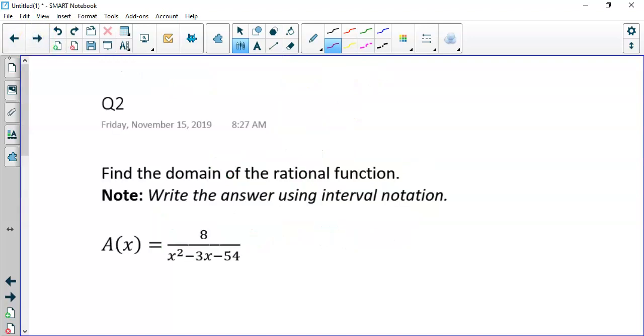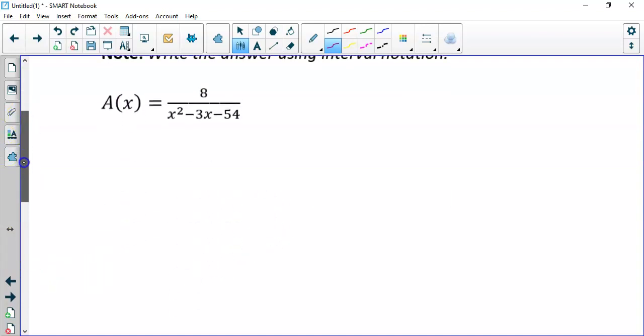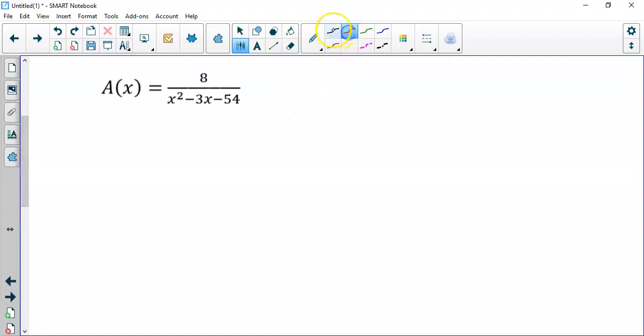Question 2, we're going to hit you up with it again. Find us the domain. And again, we want interval notation. So how do we find domain again? Set the denominator equal to 0. Perfect. Slide this down some. So we're going to take this denominator, set it equal to 0. Now what?